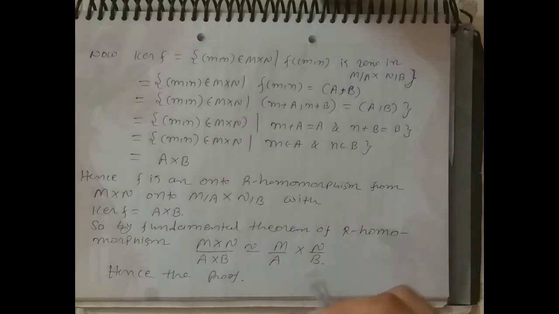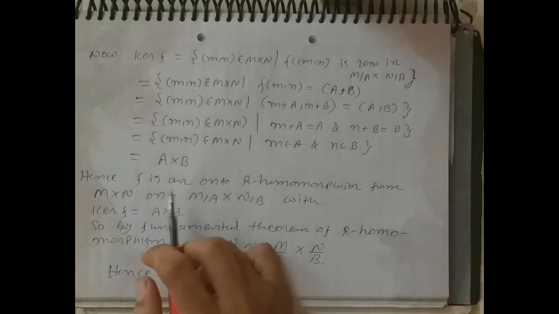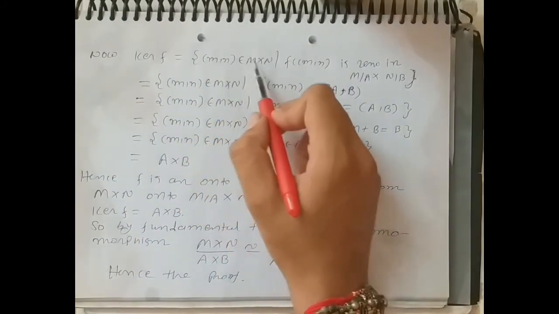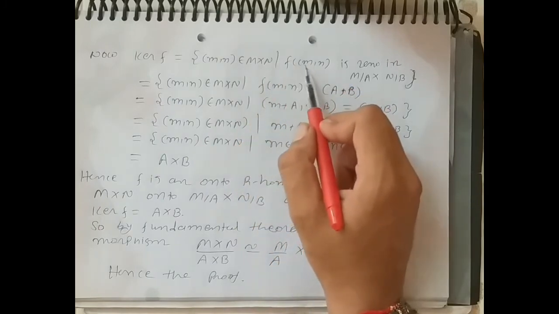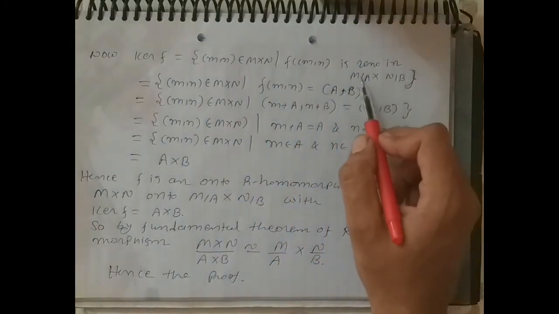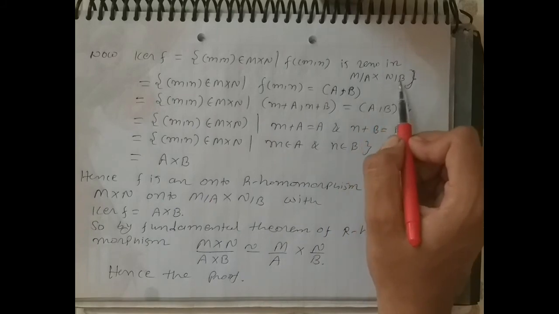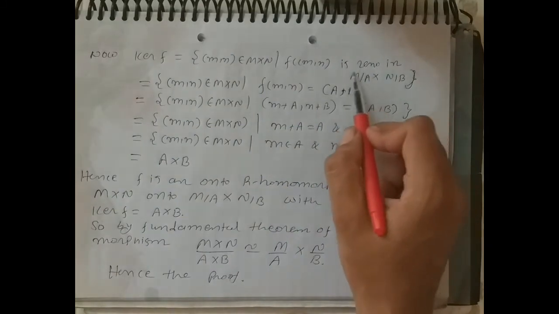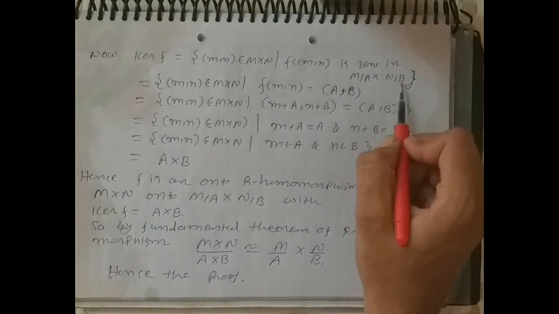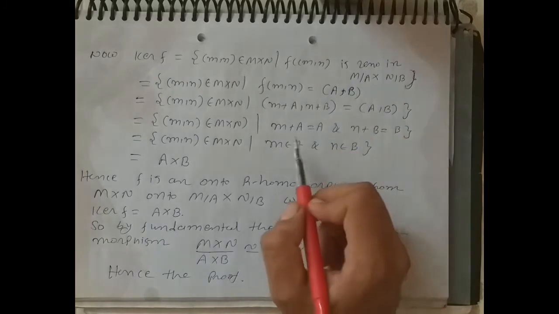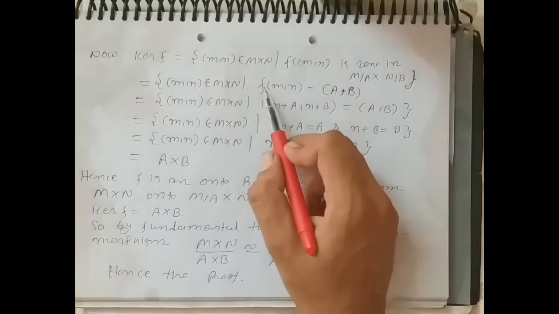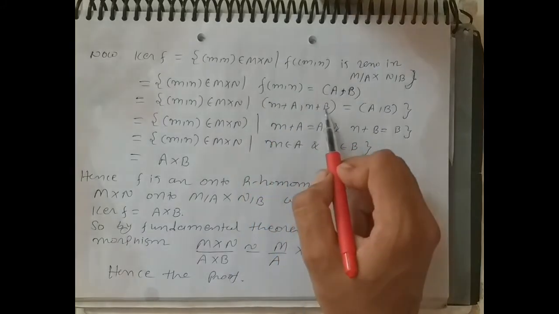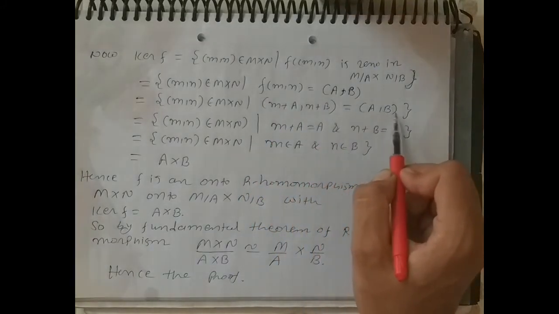Now we show that kernel of f is equal to A cross B. Now kernel of f is the set of all two-tuples (m, n) belonging to M cross N such that f of (m, n) is 0 in M quotient A cross N quotient B. This gives f of (m, n) is equal to, now the zero element in M quotient A cross N quotient B is (A, B). So now apply the map f. So we get (m plus A, n plus B) is equal to (A, B).